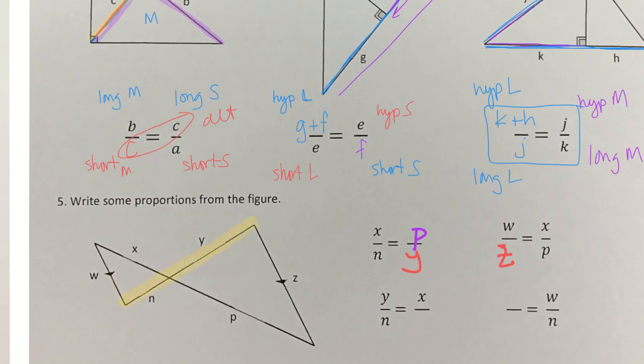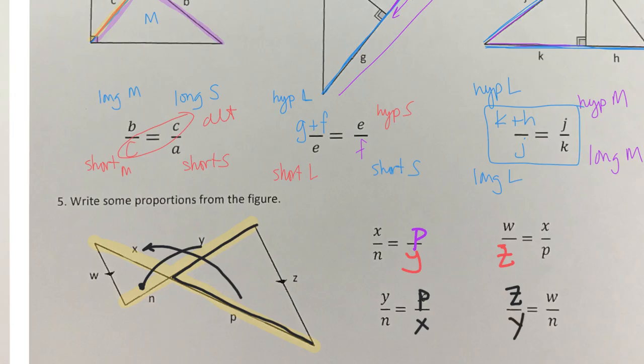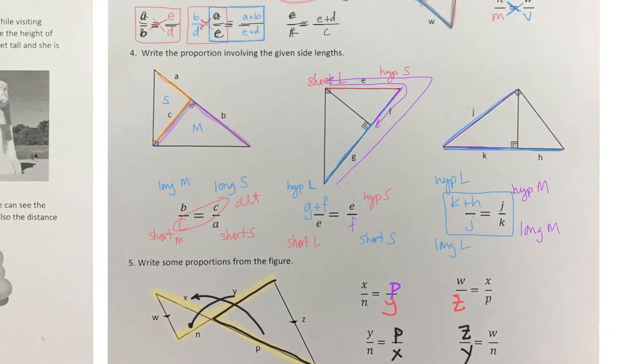Y over N goes with what? No, it doesn't, because Y doesn't go with X, does it? Oh, it should say P over what? Because Y is from this triangle, P is from the right triangle also. So if we're going Y over N, that's in proportion to P over X. So there was a typo there: Y over N equals P over X. And then what over what equals W over N? Z goes with W and Y goes with N. So Z over Y is in proportion to W over N.